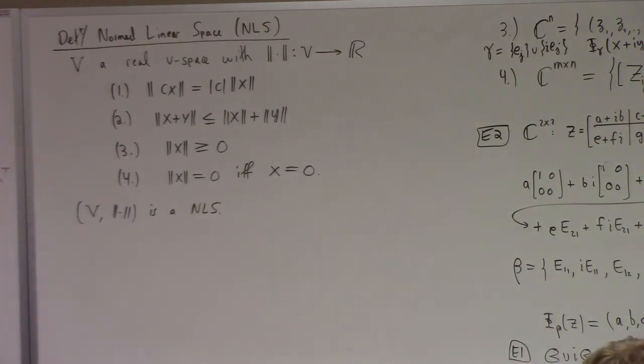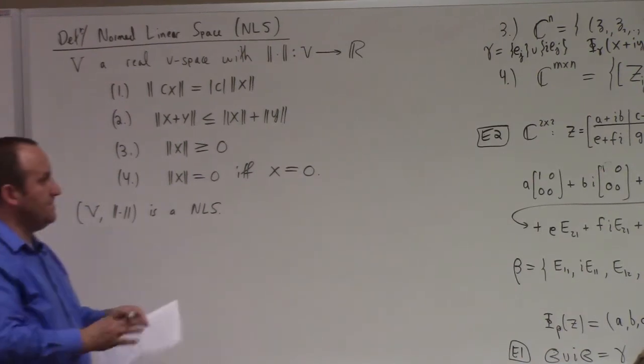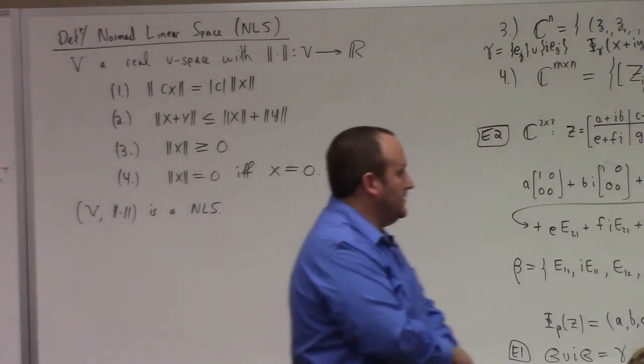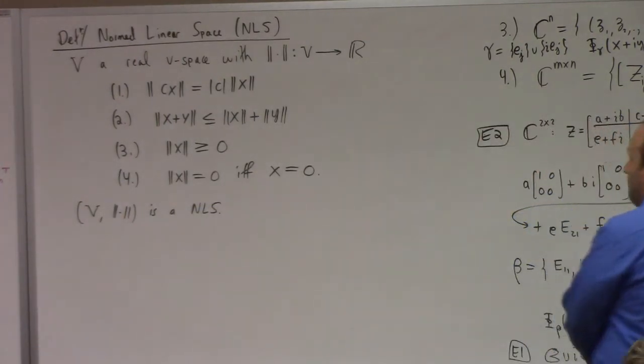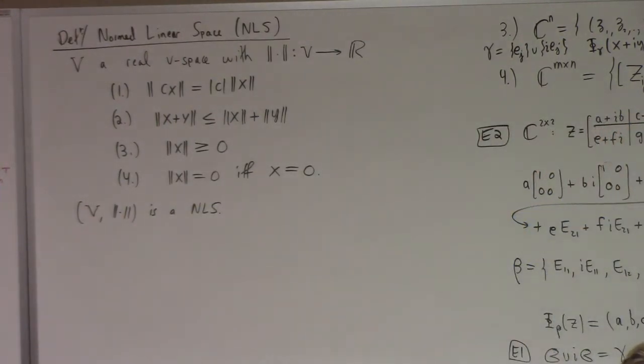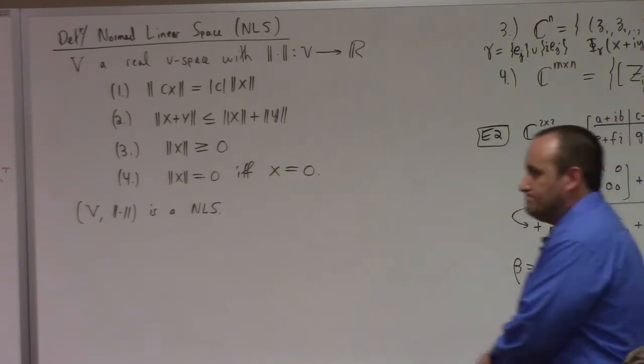All right. You might notice that I did not say that V was finite dimensional. We can talk about infinite dimensional normed linear spaces. In fact, I have some examples of those in these very notes. Now, what's an example of a norm then?